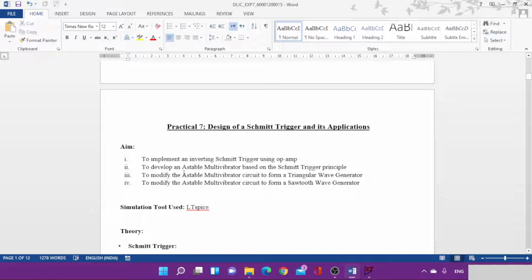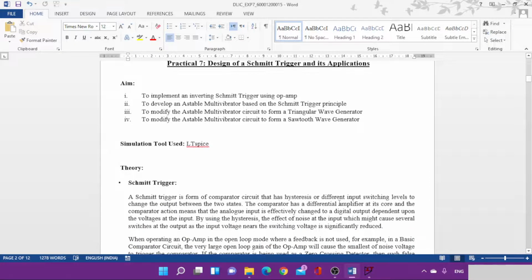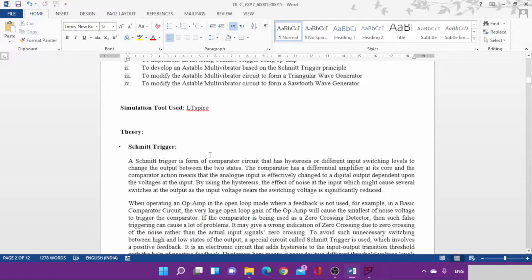to develop an astable multivibrator based on the Schmitt trigger principle. The third one is to modify the astable multivibrator circuit to form a triangular wave generator. And finally, to modify the astable multivibrator circuit to form a sawtooth wave generator. The simulation tool we are going to use is LT Spice.